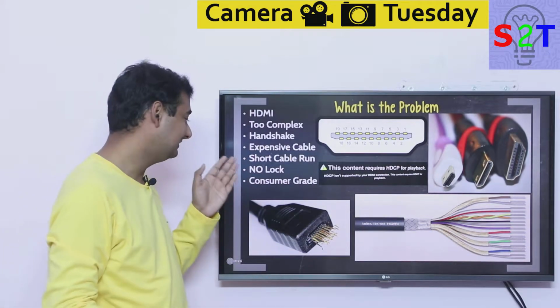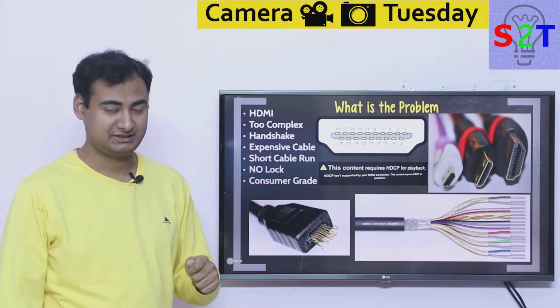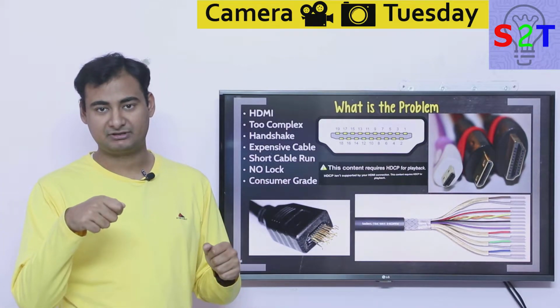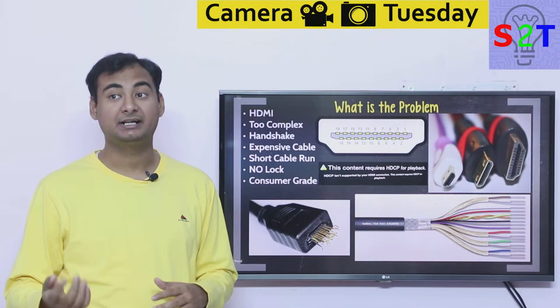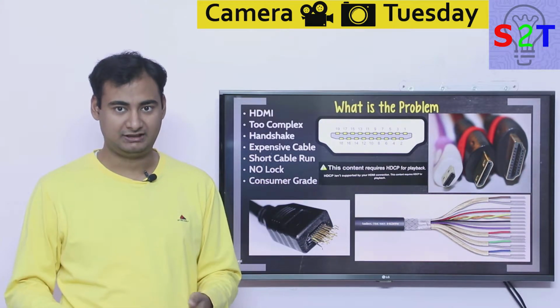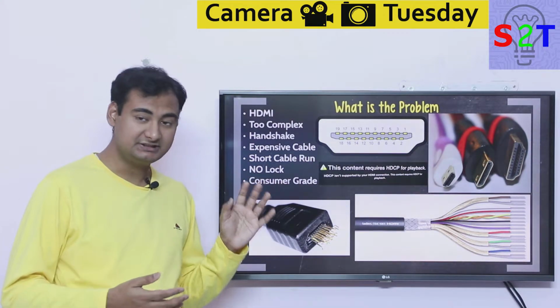On top of that, it does not have a locking mechanism. So basically you put it in a camera and that's it. A minor tug can pull it out. Now you might be like, I can do this or that. Here's the deal, you should not need to do that. So this creates a problem.